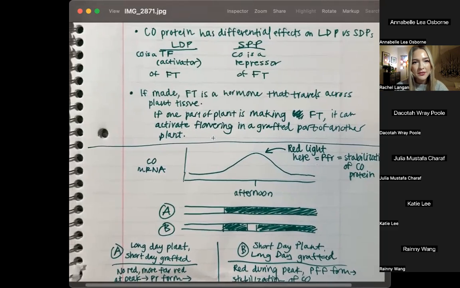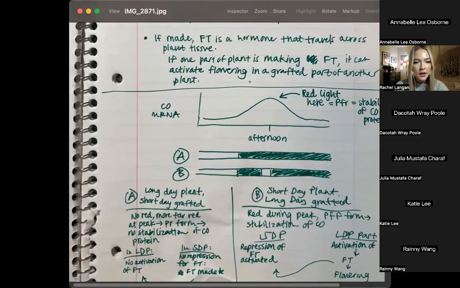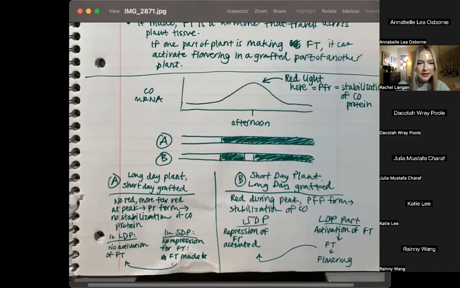But this means something different. If there's no CO around in the short day plant, there's no repression of FT. So in that plant, FT gets made. And if FT is made, it can travel to the long day plant. What you would expect under this condition is flowering in both parts. Questions on A?